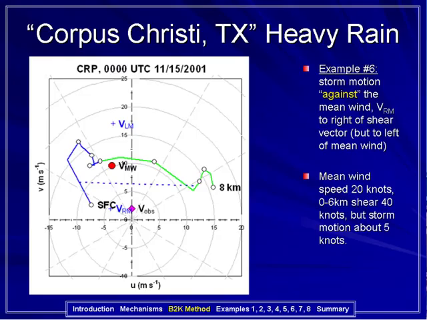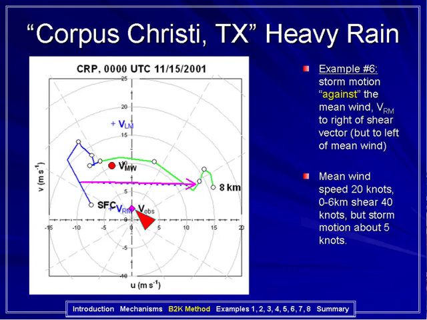In this final hodograph example, we see a storm that moved much slower than the mean wind. First of all, draw in the boundary layer to 5.5, 6 kilometer shear vector right here. We see the mean wind, which was about 20 knots, fairly significant. The 0 to 6 shear, about 40 knots. Again, a fairly vigorous environment. But the storm motion was only about 5 knots.